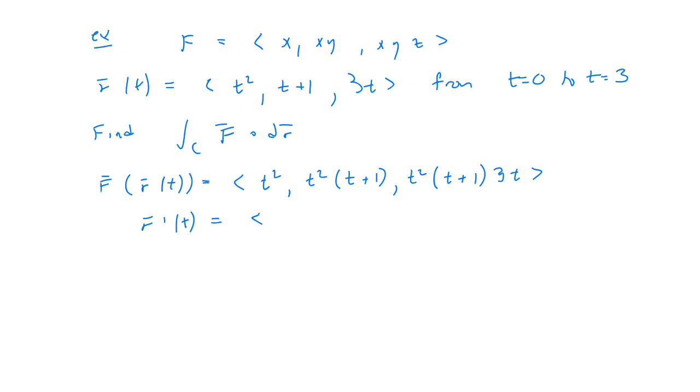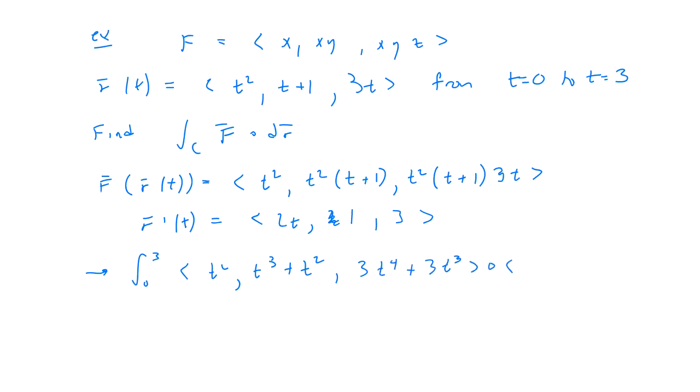Take the derivative of the parameterization. Oops. Should be a 1, of course. And I tell you from 0 to 3, so t goes from 0 to 3. And then the dot product, I'll simplify this one. It's t squared, t cubed plus t squared, and 3t to the 4th plus 3t cubed, dotted with the 2t, 1, 3.